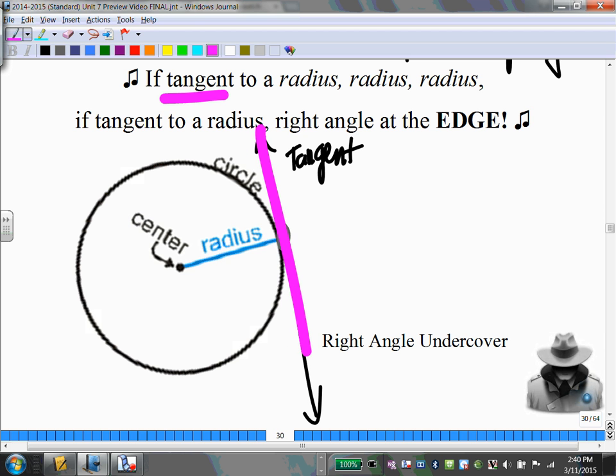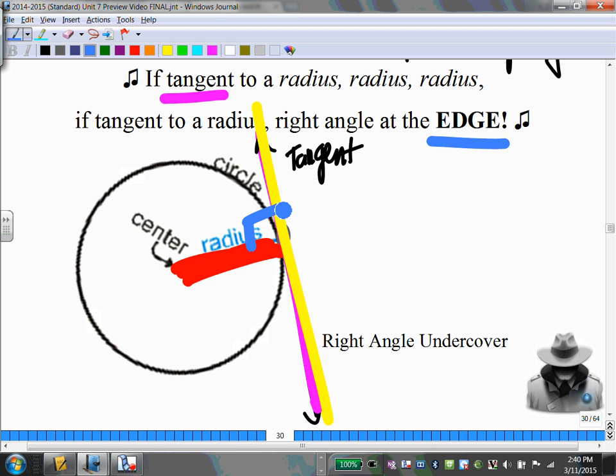If tangent to a radius, radius, radius, if tangent to a radius, right angle at the edge.